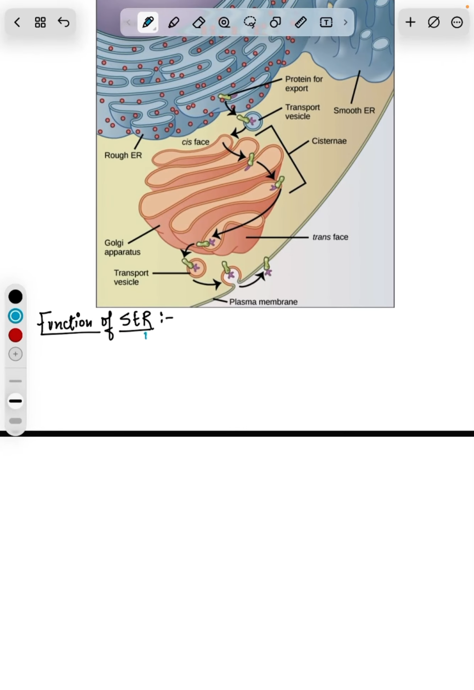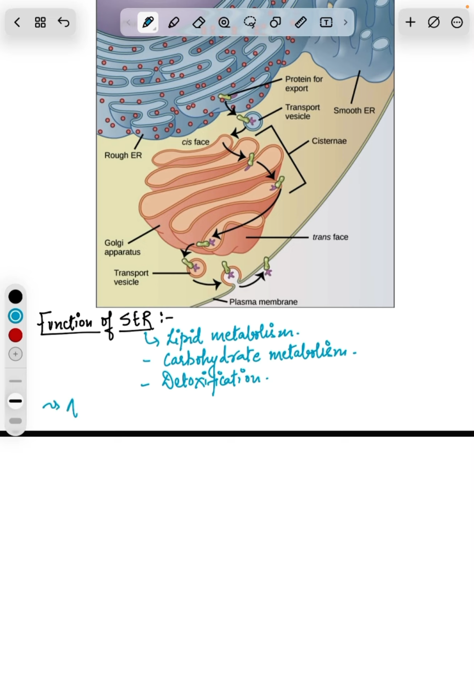Moving on with the functions of SER. We know that it lacks ribosomes, but it functions in lipid metabolism, carbohydrate metabolism, and detoxification, and is especially abundant in mammalian liver and gonad cells. Though it lacks ribosomes, it performs other functions like these, and these are very important. Lipid metabolism, carb metabolism, and detoxification, and its amount is abundant in mammalian liver and gonad cells.